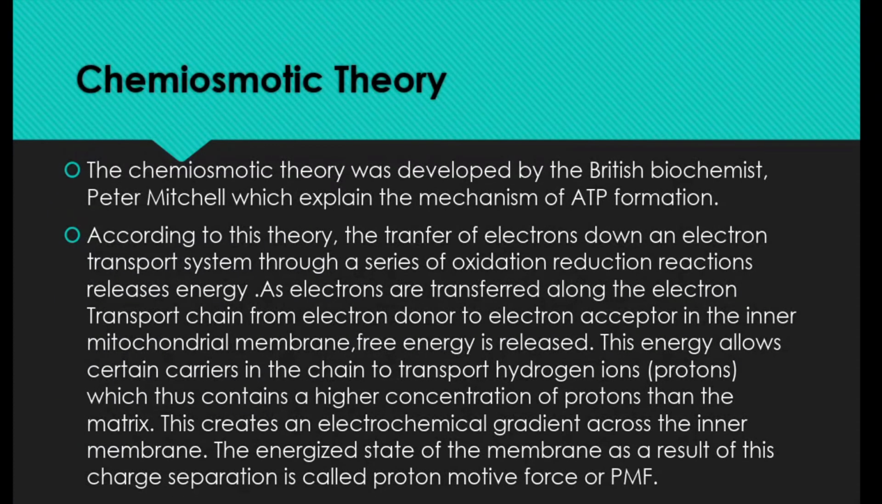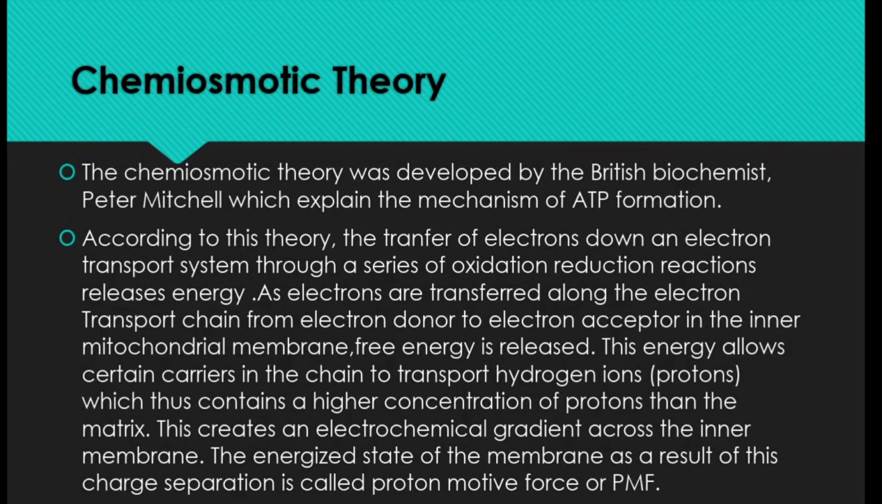The chemiosmotic theory was developed by Peter Mitchell, which explained the mechanism of ATP formation. According to this theory, electrons transferred down an electron transport system through a series of oxidation-reduction reactions release energy as electrons are transferred along the electron transport chain from electron donor to electron acceptor in the inner mitochondrial membrane. Free energy is released. This energy allows certain carriers in this chain to transport hydrogen ions, protons, so the intermembrane space contains a higher concentration of protons than the matrix. This creates an electrochemical gradient across the inner membrane.